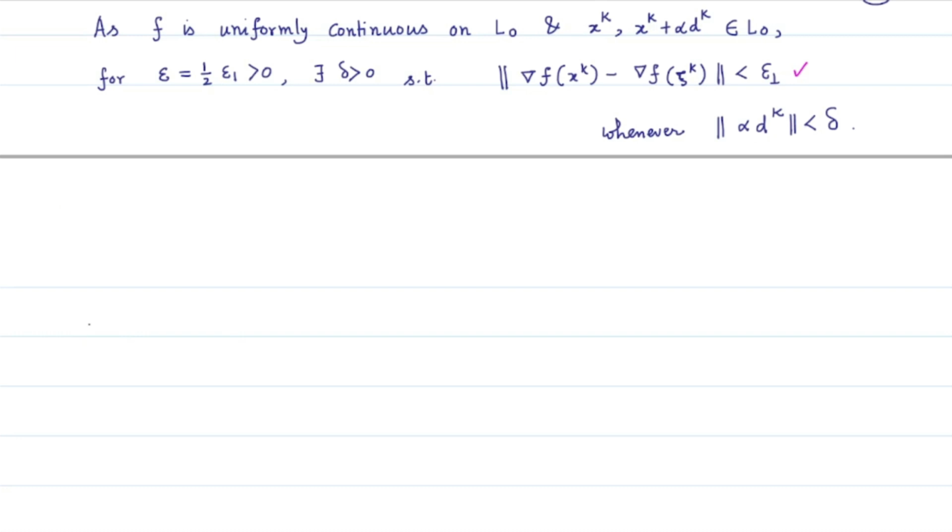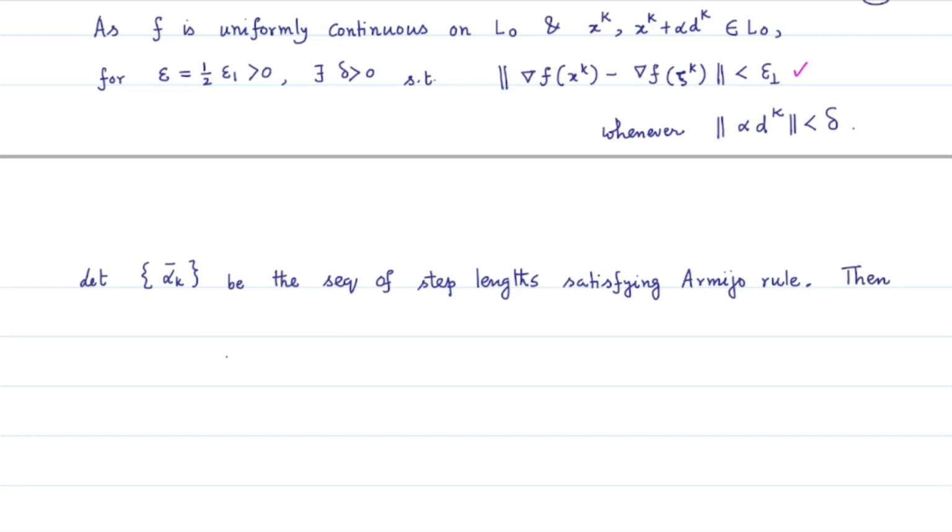To prove this result, we shall take the help of the Armijo rule. Say alpha k bar is the sequence of step lengths that satisfies the Armijo rule.